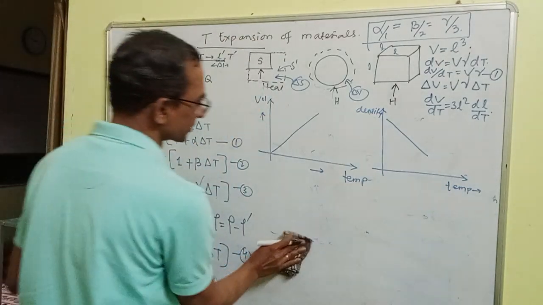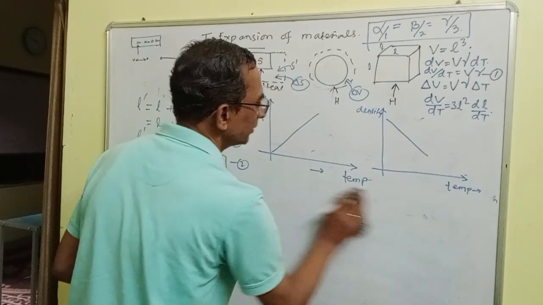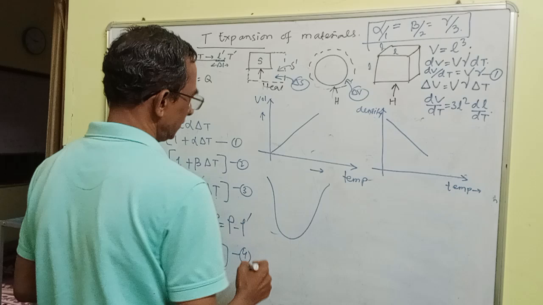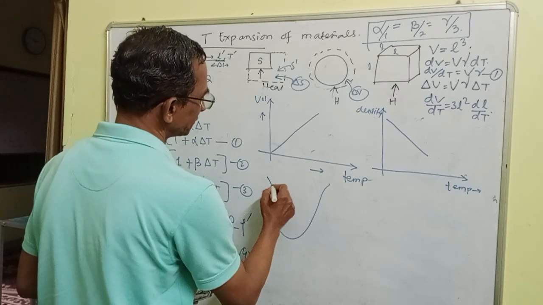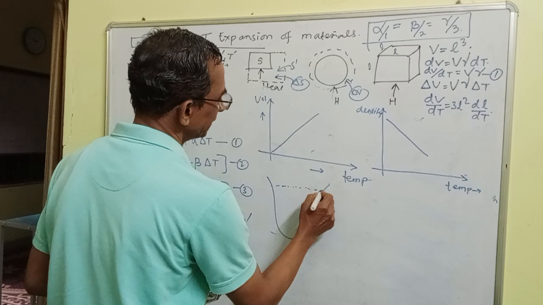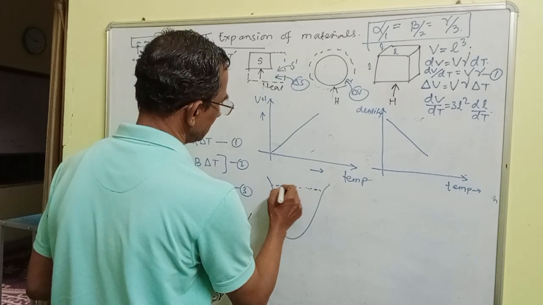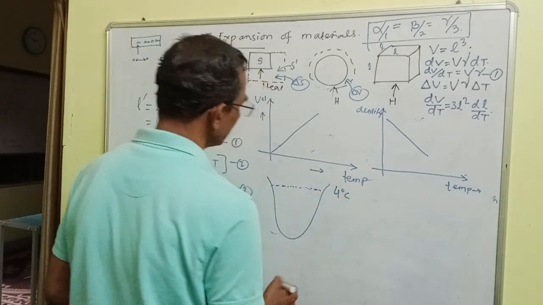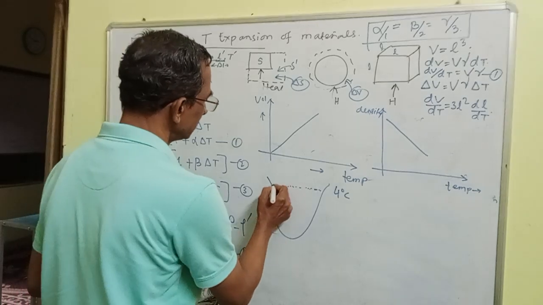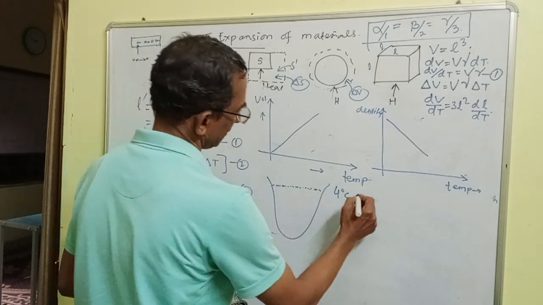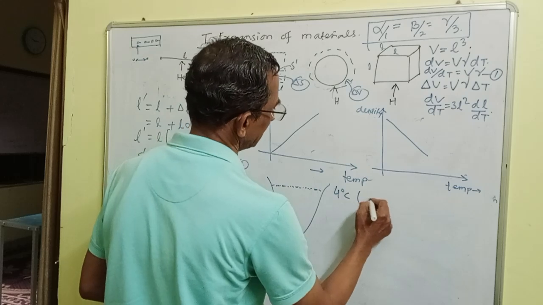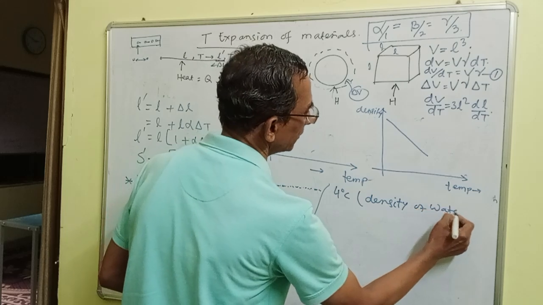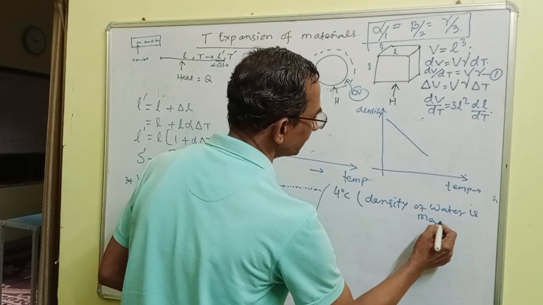But there is an anomaly for water. To save marine life, suppose there is a lake and the temperature of the lake started decreasing, and suppose it has touched 4 degrees centigrade. Then at 4 degrees centigrade, the density of water is maximum.